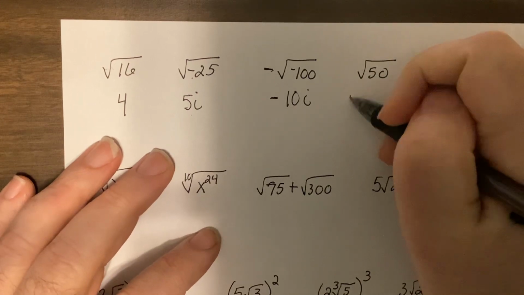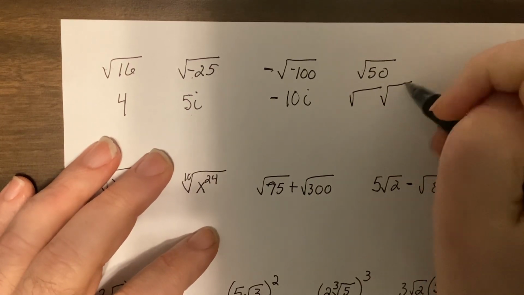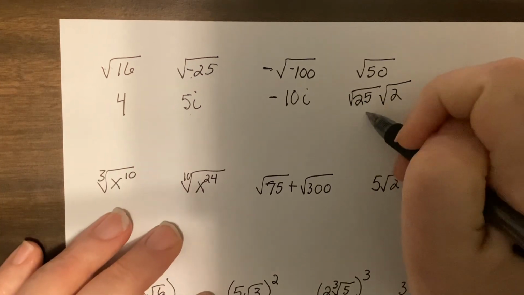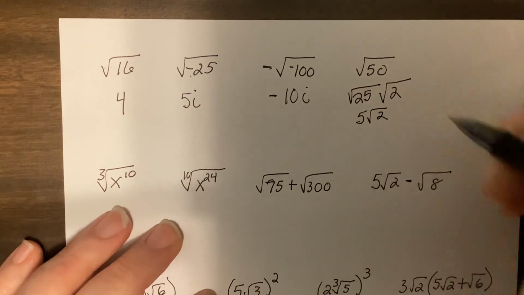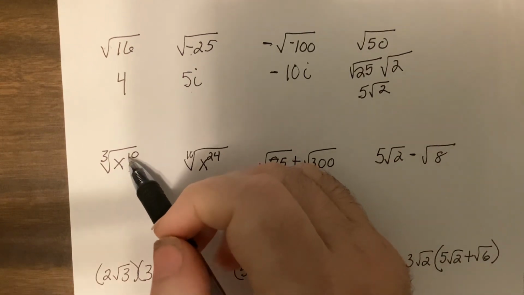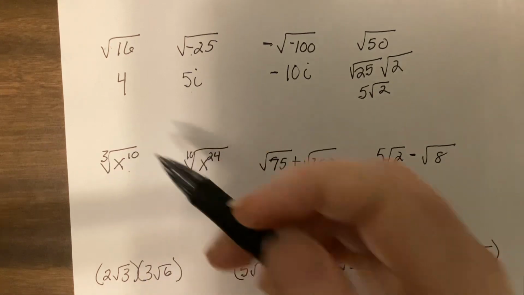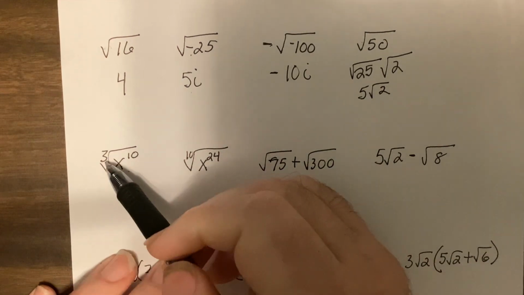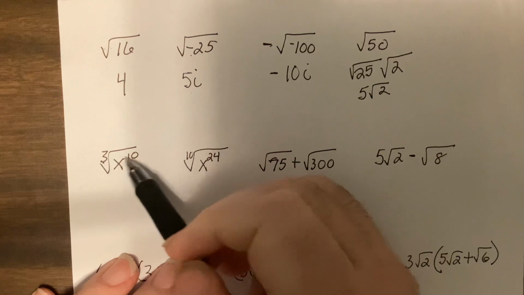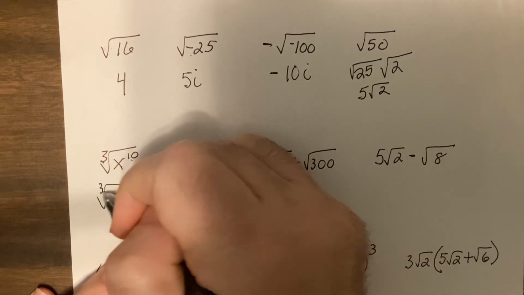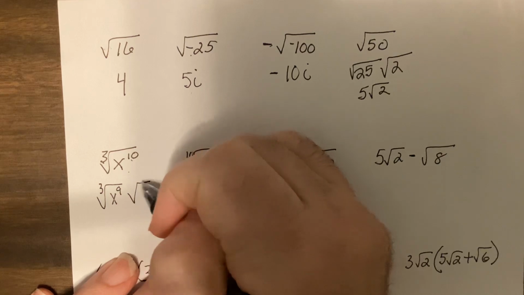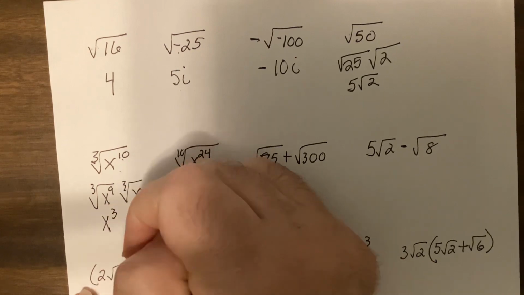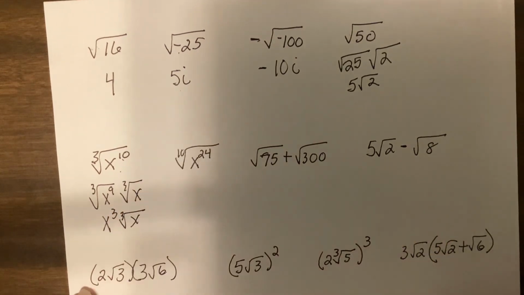Now this one, can't do square root of 50 by itself, so I break it up into a perfect square, that's 25, and what's left over. So that would be 5 square root of 2. This one. Now, if you remember, the index goes into the power, but 3 doesn't go into 10, so I have to break this up into a power that it does go into, and then what's left over. So this would be x cubed, and then the cube root of x.